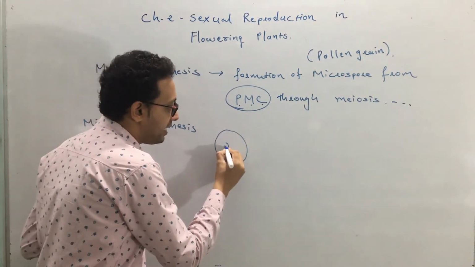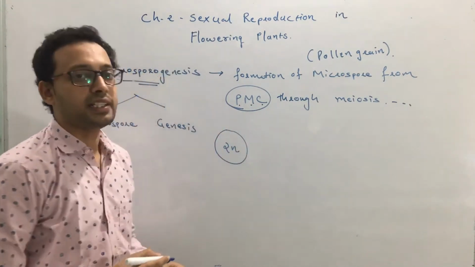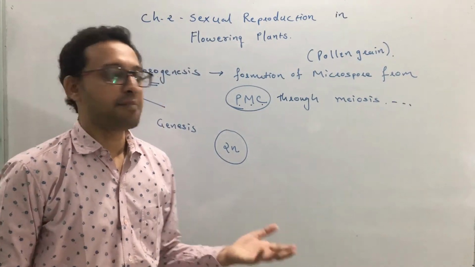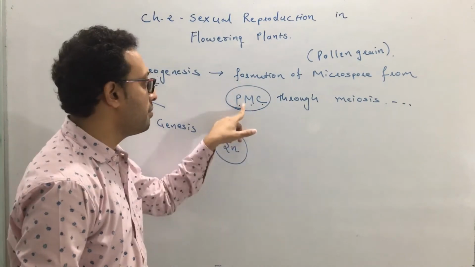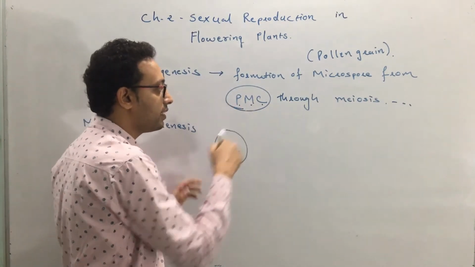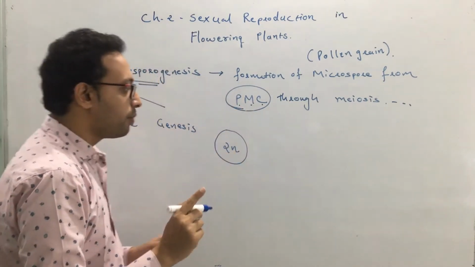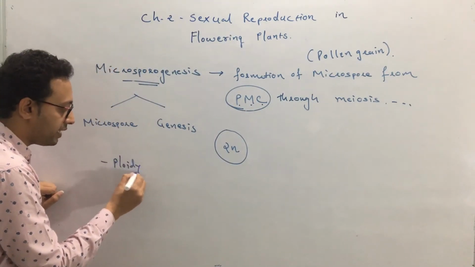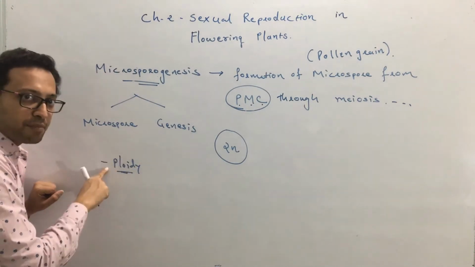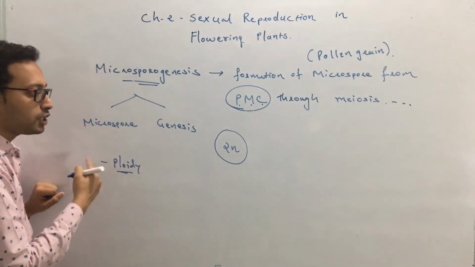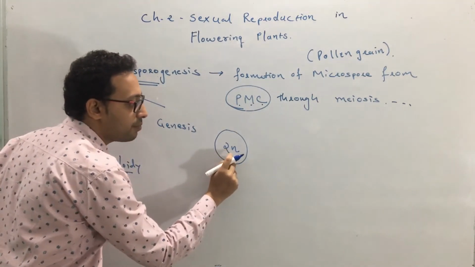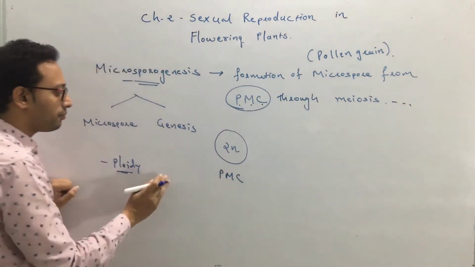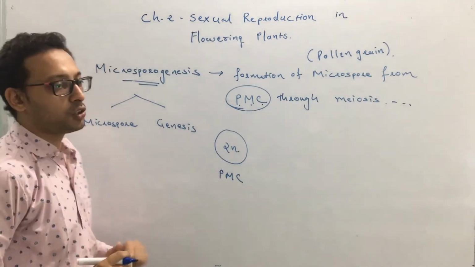Pollen mother cell, how many chromosomes does it contain? It contains 2n number of chromosomes, because it is a normal diploid cell. Remember what ploidy is. You have to remember ploidy because it's important. It is asked in some competitive examinations. Whether it's diploid or haploid, this is called ploidy. So how many chromosomes does the pollen mother cell contain? It contains a diploid number of chromosomes.